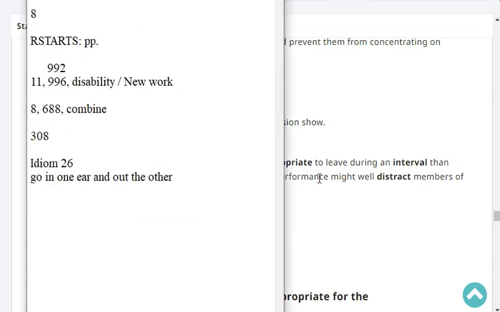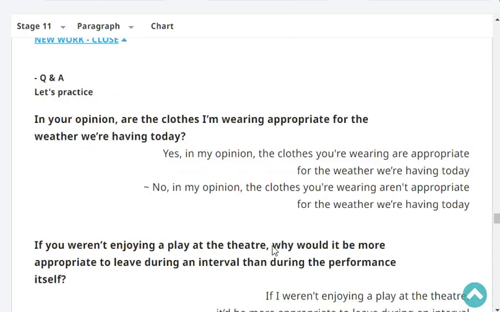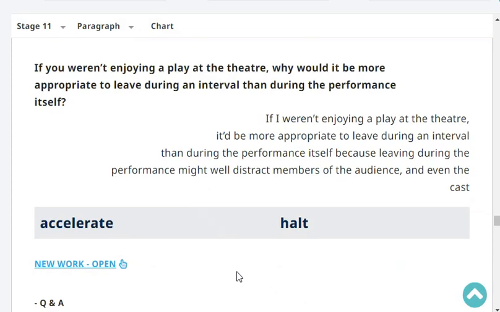So let's practice. In your opinion, are the clothes I'm wearing appropriate for the weather we're having today? Yes or no? Yes. In my opinion, the clothes you are wearing are appropriate for the weather you are having today. Very good.